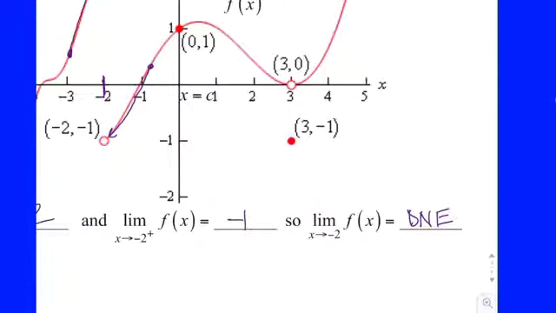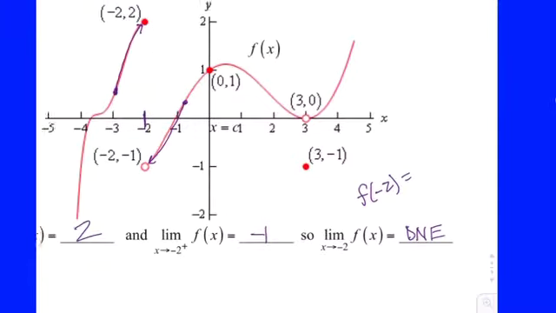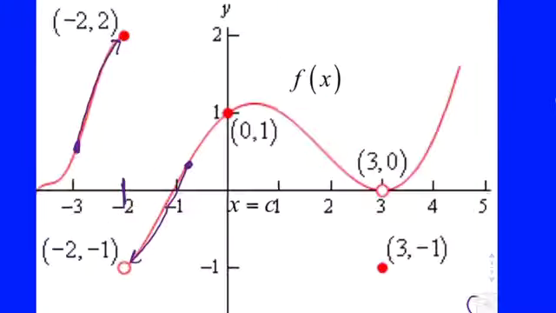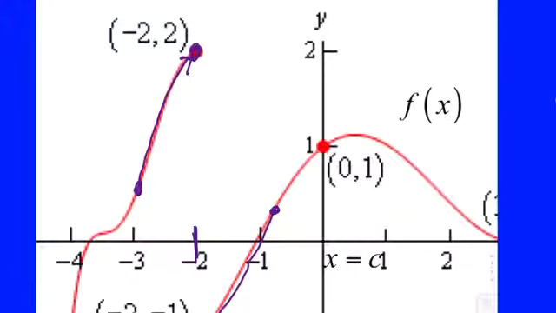Maybe so, right? Travis Pastrana style. What would f of negative 2 be? Just because we're curious, what would f of negative 2 be? 2, right? So you look up at here and you see the dot.